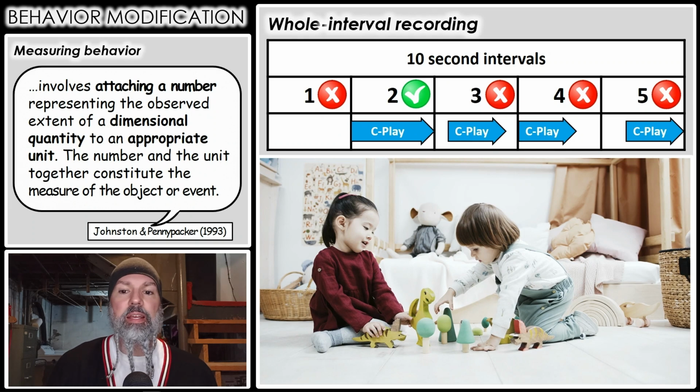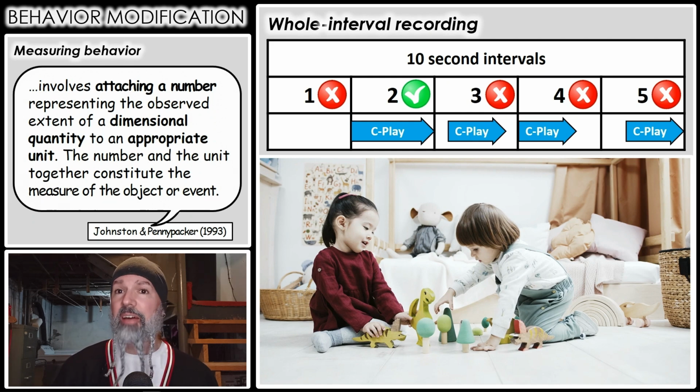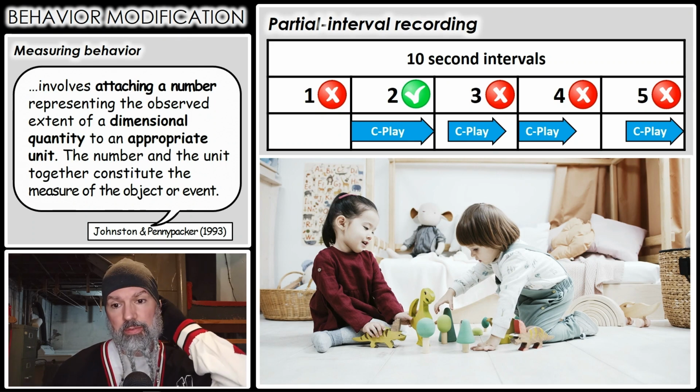And not surprisingly, data obtained with whole interval recording usually underestimates the overall percentage of the actual observation period where the behavior did occur. So here you can see that these children played together approximately half of the time during this play session. However, we only record, according to whole interval recording, 20% of the time. So we have underestimated the amount of actual time that these children spent playing together. But that is one technique, that is whole interval recording. The next technique we're going to take a look at is partial interval recording.